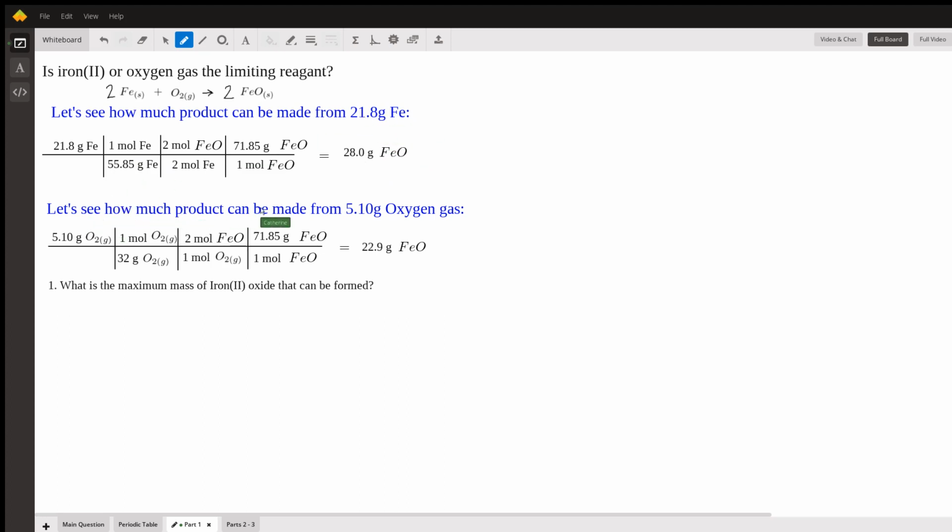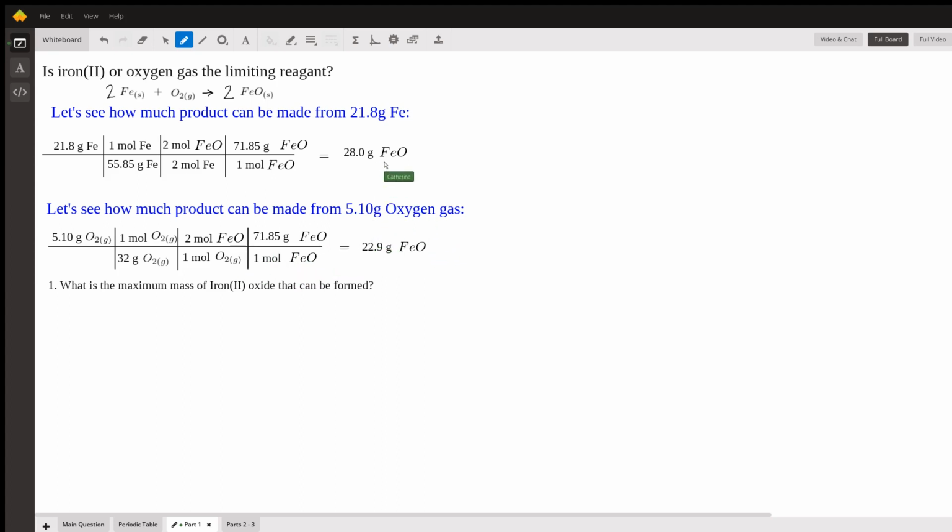Now, let's see how much product can be made from 5.10 grams of oxygen gas. Going through the same process, the only difference is that we're starting with 5.10 grams of oxygen, using the molar mass of oxygen gas to convert to moles. Now we're in moles, and we know that 1 mole of oxygen gas will give us 2 moles of iron(II) oxide. And then we know already that 1 mole of iron(II) oxide is 71.85 grams. That's going to give us 22.9 grams of iron(II) oxide.